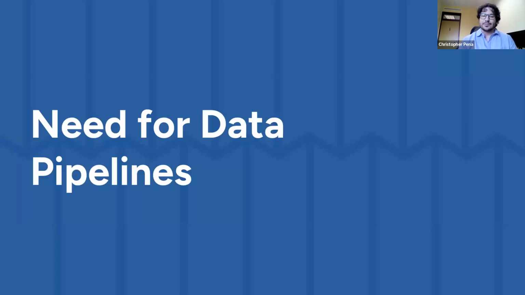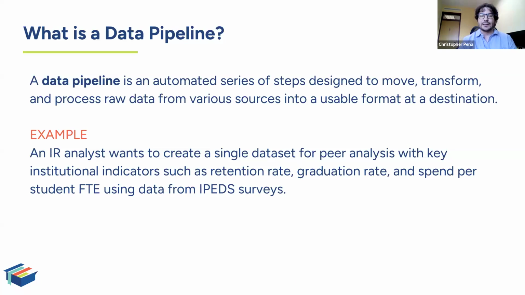So why do we need data pipelines? Well, first off, we need to know what is a data pipeline. It's very simple. It's just an automated series of steps that's designed to move and transform and process raw data from various sources into a usable format at a destination. So basically, we're just moving data from one place to another, and we're potentially doing some transformation along the way.